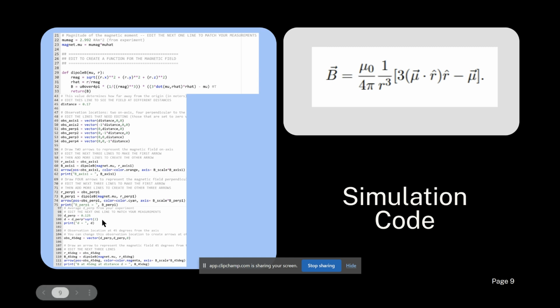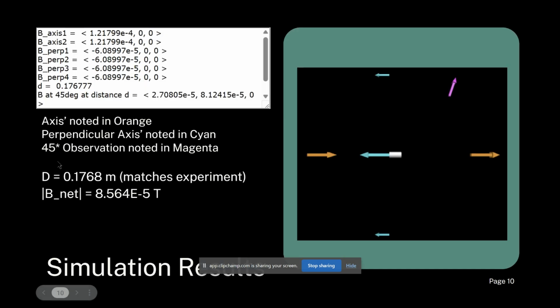And then finally, you're going to find the impact of the dipole moment on the magnetic field at that 45-degree location, which you can see down here. So at that 45-degree observation point, which you can see here in magenta, and actually at this distance, which matches experimentation perfectly, you can see that it gives this magnetic field strength, which we already went over, is about half.